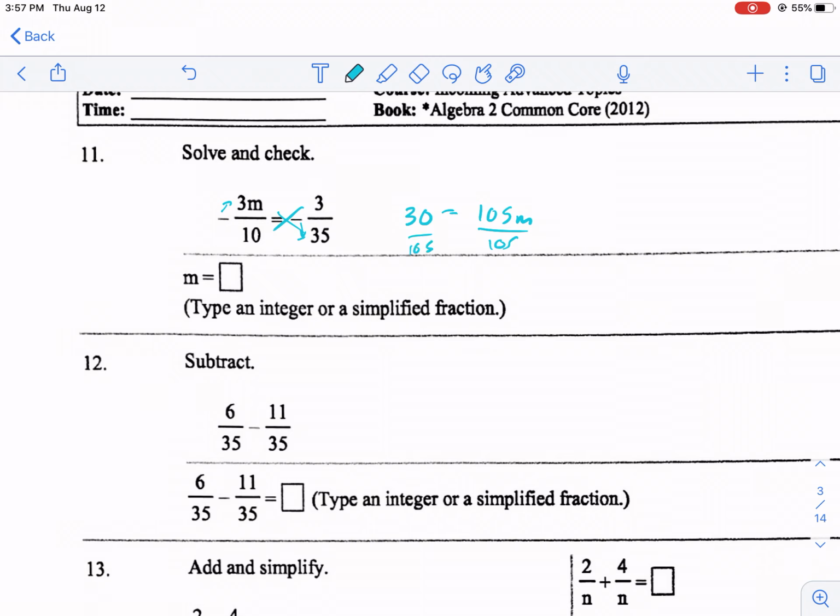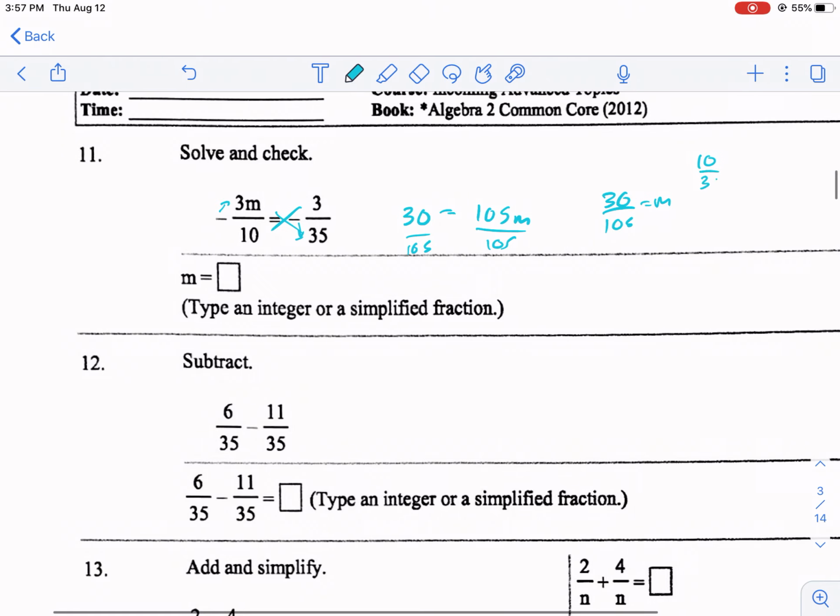And I know both of those are divisible by 3. And when I divide it by 3, I'm going to get 10. Hold on, I lost track of my m. There it is. So when I divide both sides by 3, I'm going to get 10 over 35.